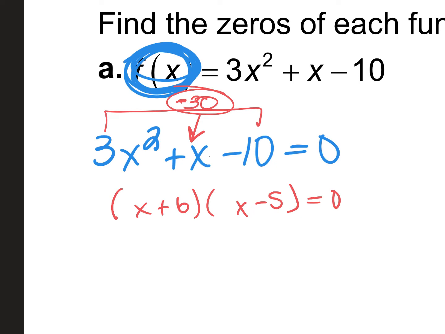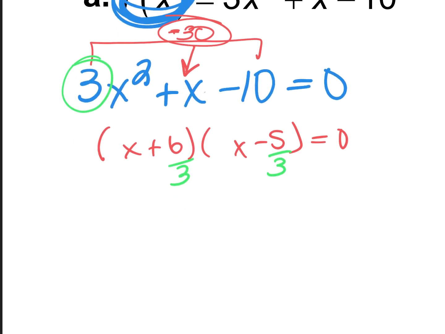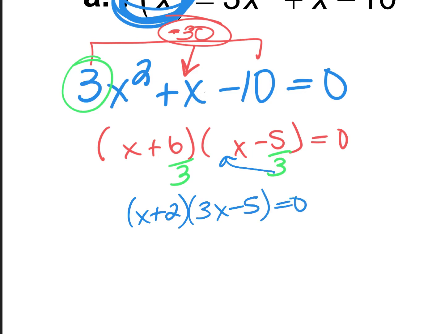Since a is not 1, it's 3, I'm going to take that a term and divide both my factors by it. What is 6 divided by 3? 2, so this becomes x plus 2. Does 5 divide by 3 nice and pretty? No, so this becomes your coefficient: 3x minus 5. Again, if you factor that differently, feel free.